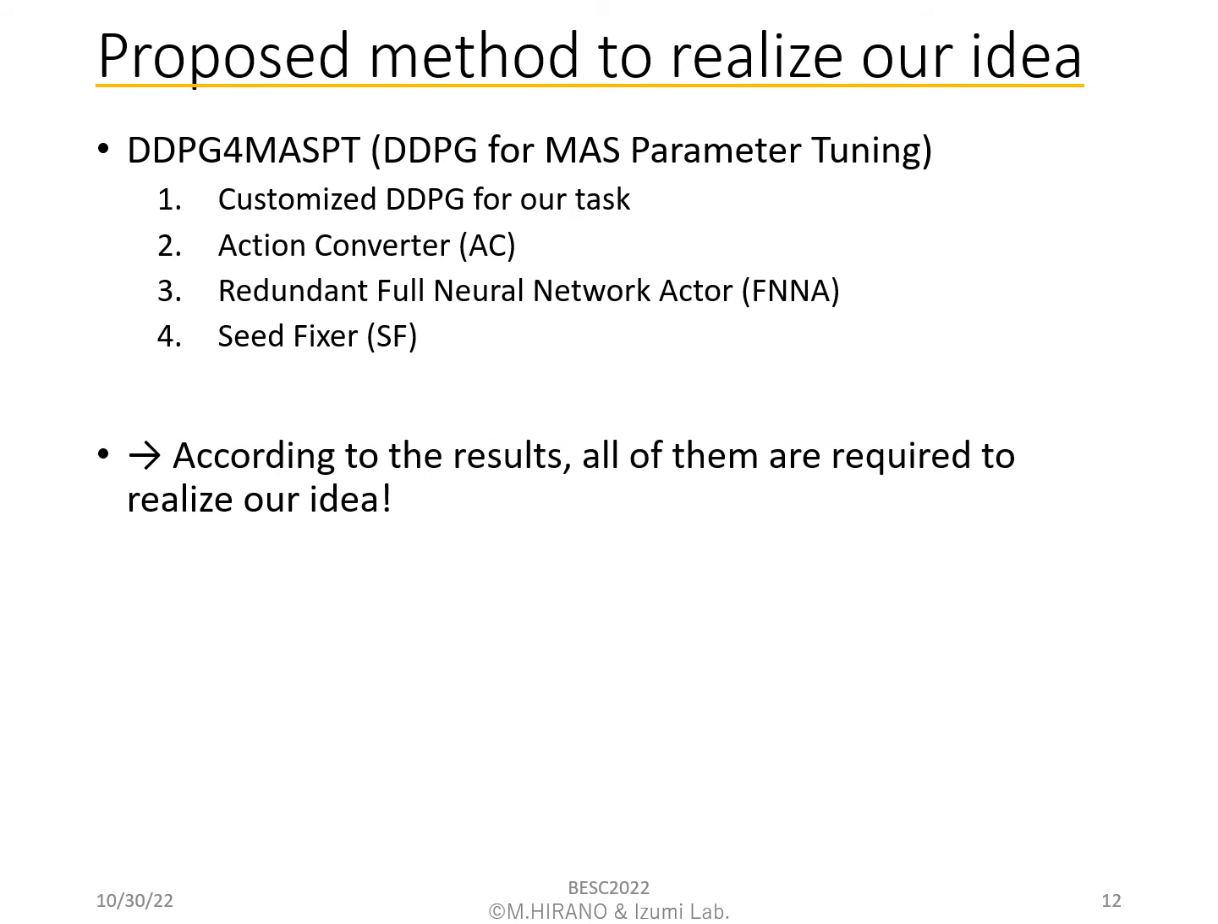Next, I'll explain the detailed implementation of our proposed method. DDPG for MAS PT consists of four factors. The first one is a customized DDPG for our task, because the input-output relation is different from usual reinforcement learning. We also propose three additional components called action converter, redundant neural network actor, and seed fixer. According to our results, all of them are required to realize our idea.